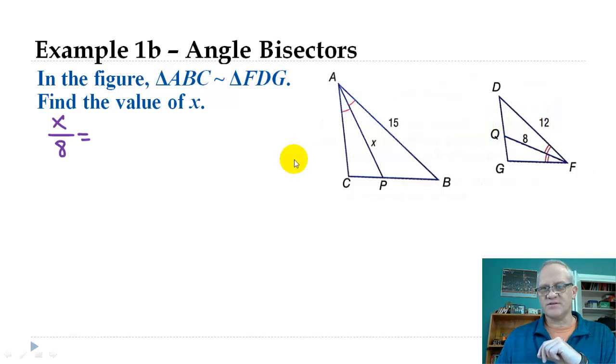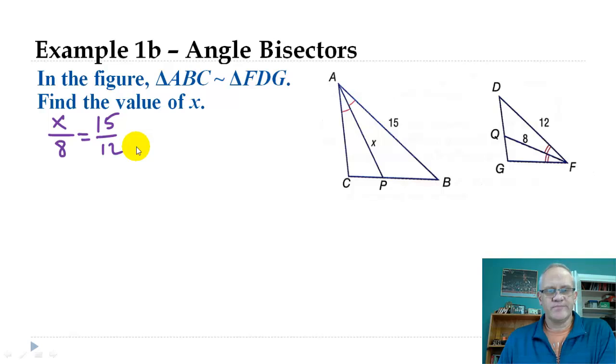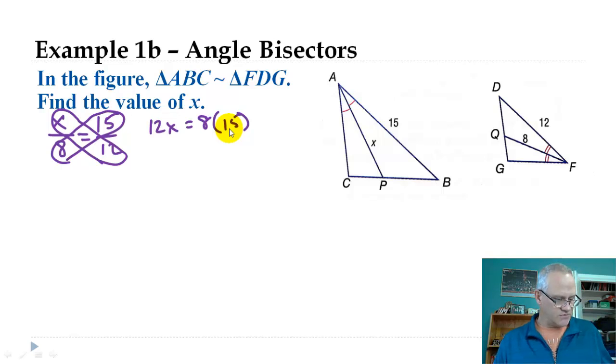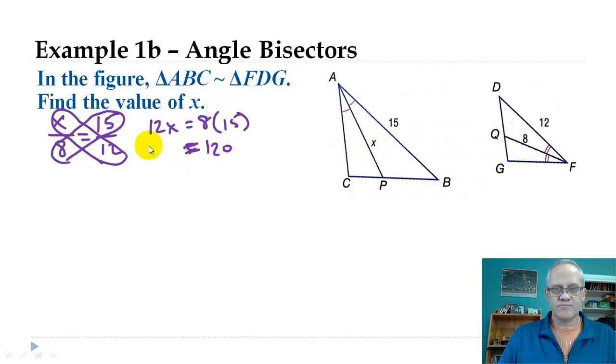All right, so if I did X on top, that means I need to do 15 on top on this one. So 15 over 12. We've got our proportion, and so what do we do? Cross multiply. That means we're going to get 12 times x, and that will equal 8 times 15. And 8 times 15 is 120. That's an equal sign. And then divide by 12. And so x equals 10.